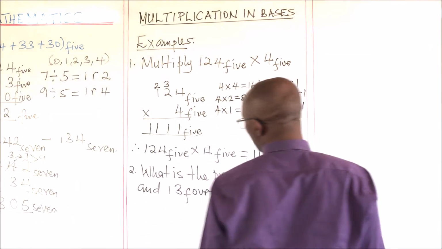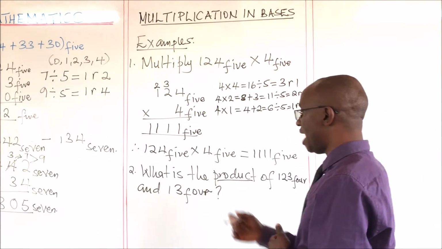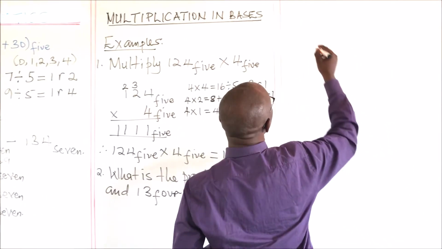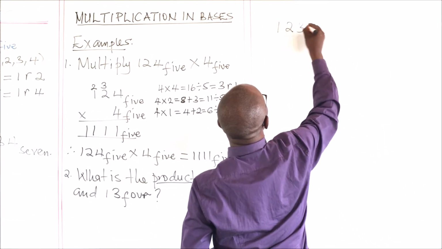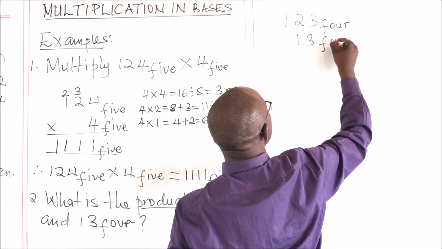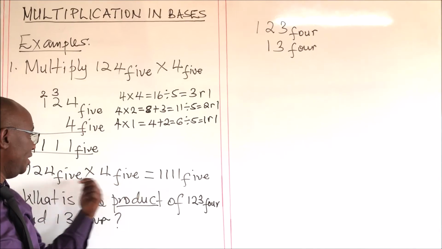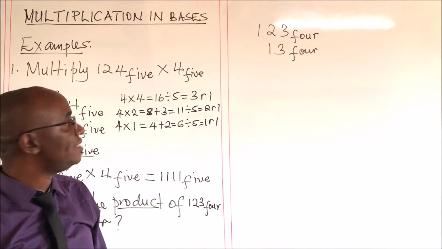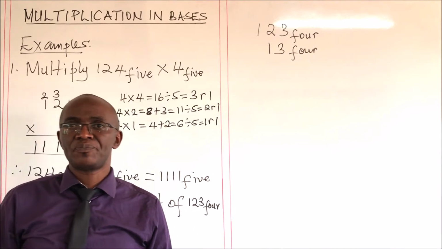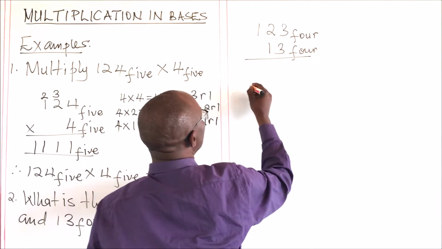So now we straight away go to the working. They are saying what is the product of 1, 2, 3 base 4 and 1, 3 base 4. So we have to multiply. We arrange vertically. That is 1, 2, 3, the base is 4, times 1, 3, the base is 4. In the first question we multiplied a 3-digit number with a 1-digit number. Now in our next example, we are multiplying a 3-digit number with a 2-digit number.